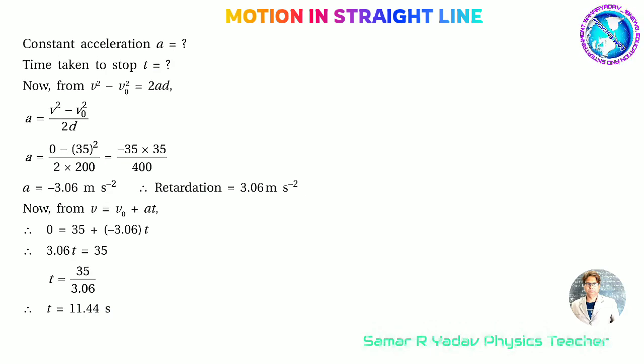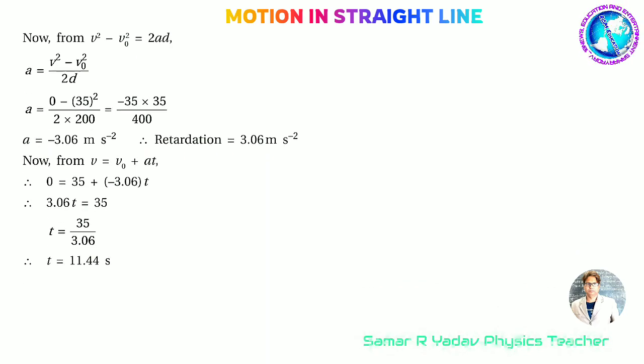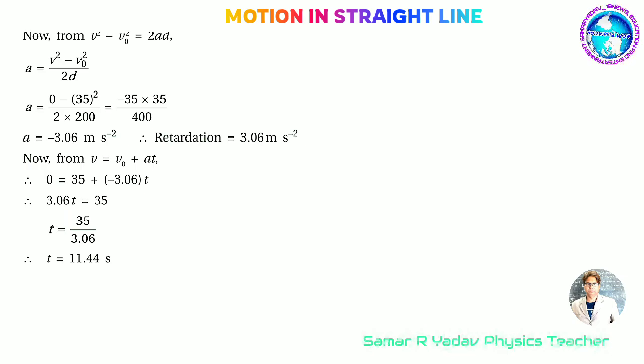Now, from v is equal to v0 plus at, 0 is equal to 35 plus (minus 3.06) into t. Therefore, 3.06 t is equal to 35. Therefore, t is equal to 35 upon 3.06. Therefore, t is equal to 11.44 seconds.